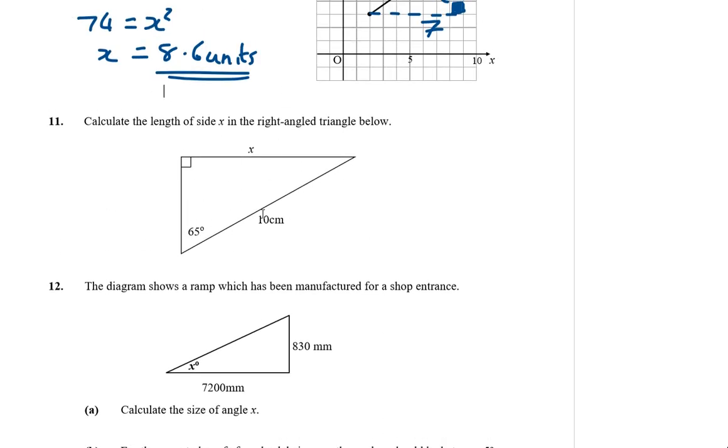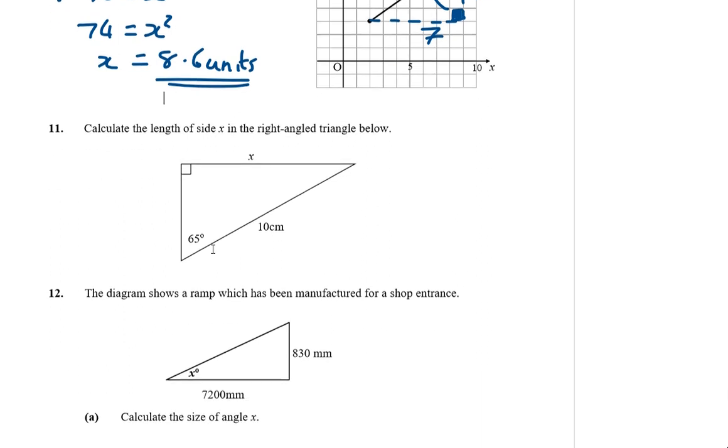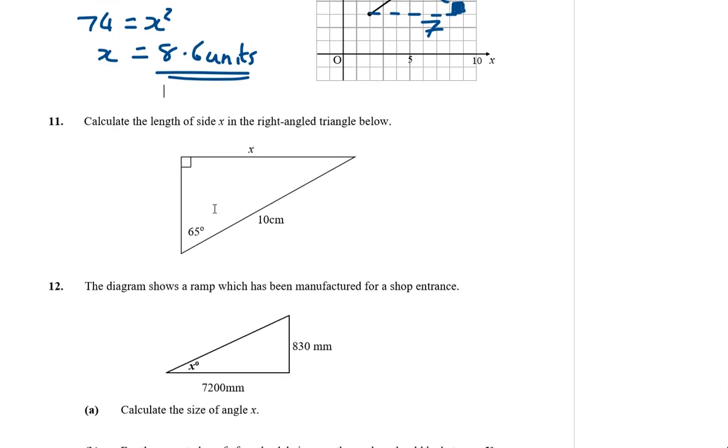Okay, if you see a right angle triangle, it's probably Pythagoras. If you see an angle inside it, it's probably going to be trig. So calculate the length x. And the first thing we want to do is label up our triangle. So if we're using this angle, the side opposite is this one. The side adjacent is this one.